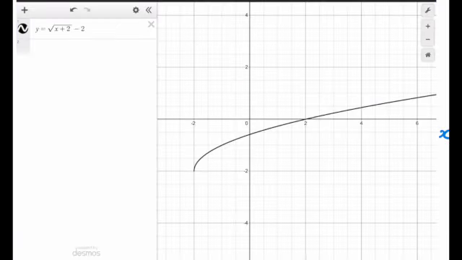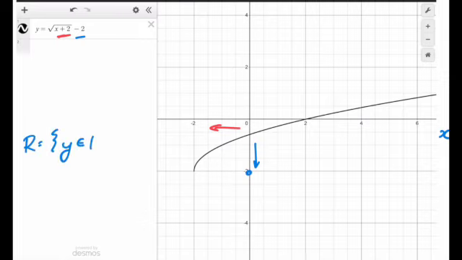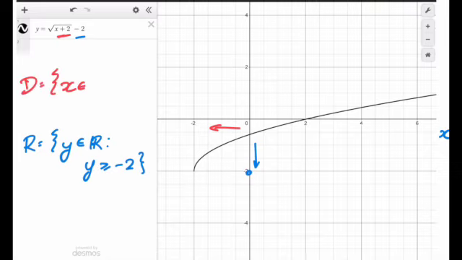We can see because of the function we have a horizontal translation 2 units to the left, and we've got a vertical translation 2 units downwards because of the minus 2. So that means that our initial point, if you want to call it that, has a y value at negative 2. So our range is all the y values in the reals, but we can see that they must be greater than or equal to negative 2. Likewise, the domain is all the x numbers in the reals, such that x must be greater than or equal to -2.